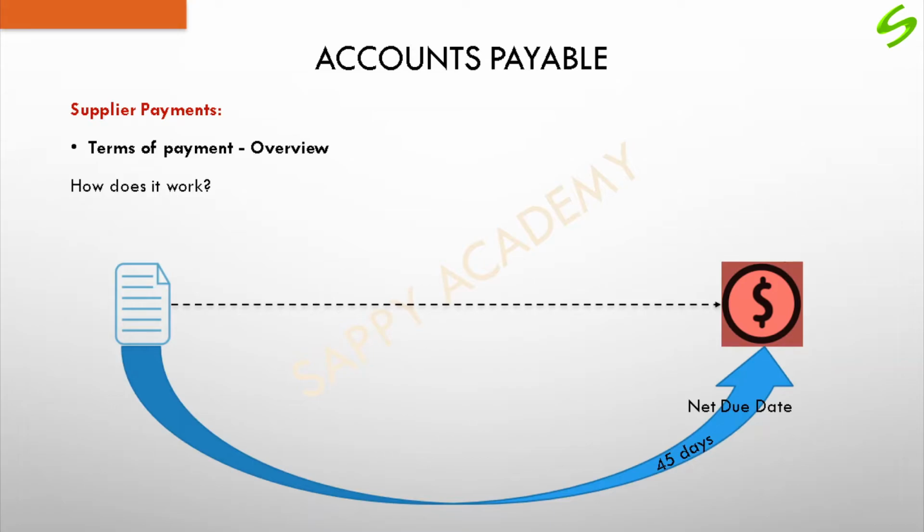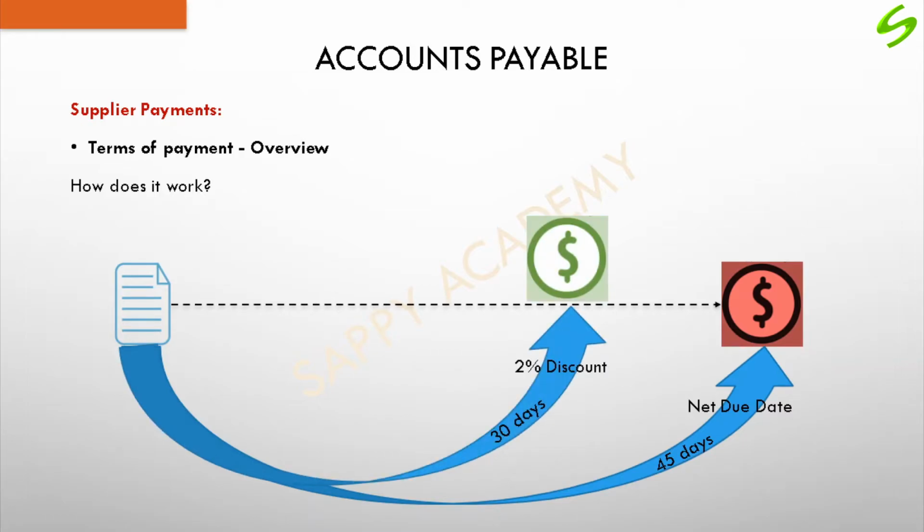Okay, the first term is net due date, and we have 45 days. That means we agreed with the supplier that we have 45 days time to make a payment. Okay, the maximum is 45 days. Let's look at the second example, second term. For the same supplier, for the same invoice, we have another condition that if I make the payment within 30 days, I'll get 2% discount. So the actual due date is 45 days. But if I make the payment before the due date, within 30 days, I get 2% discount. This is agreed between our supplier and the company.